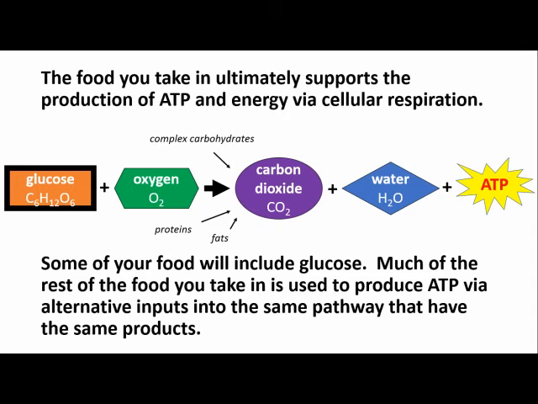Now, once the students have got a good foundation in that, we can start bringing in the idea of some items being better sources of energy than others to put into that pathway. So some of the food that the students eat includes glucose, which is generally what we teach the kids goes into this process. Much of the rest of the food that they take in is used to produce ATP through alternative inputs into the same pathway. We get the same products, but you don't have to start with just glucose, with just that simple carbohydrate.